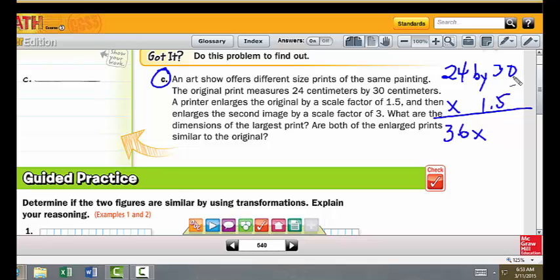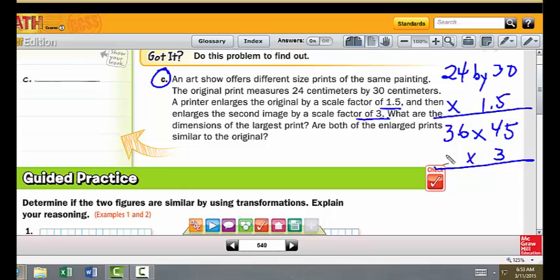And 1/30 is 30, and half of 30 is 15, so that would make that 45. Okay, so I've got the first one done. And then enlarges the second image by another scale factor, in this case a scale factor of 3. So remember, all I have to do is multiply everything by 3.